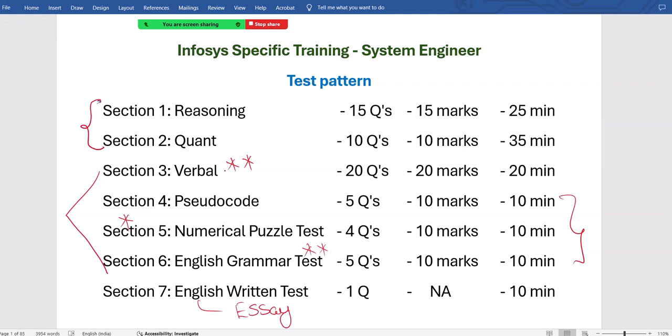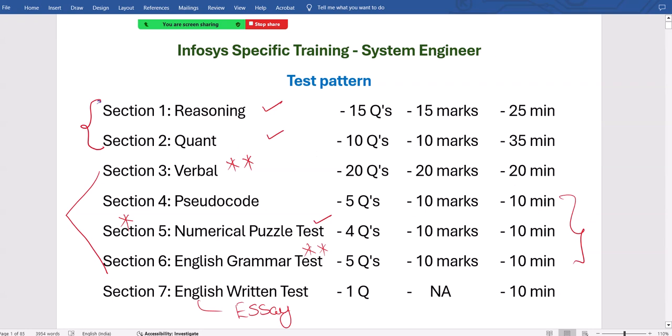Now, first focus on these six sections. Indirectly, section 1, section 2 and section 5 are related to quant and reasoning. Section 3 and 6 are related to verbal. Pseudocodes are basic mathematical calculations only. If you are good in logical operators, and converting a given decimal number into binary and binary to decimal, pseudocodes can be handled. The weightage is good for these sections.